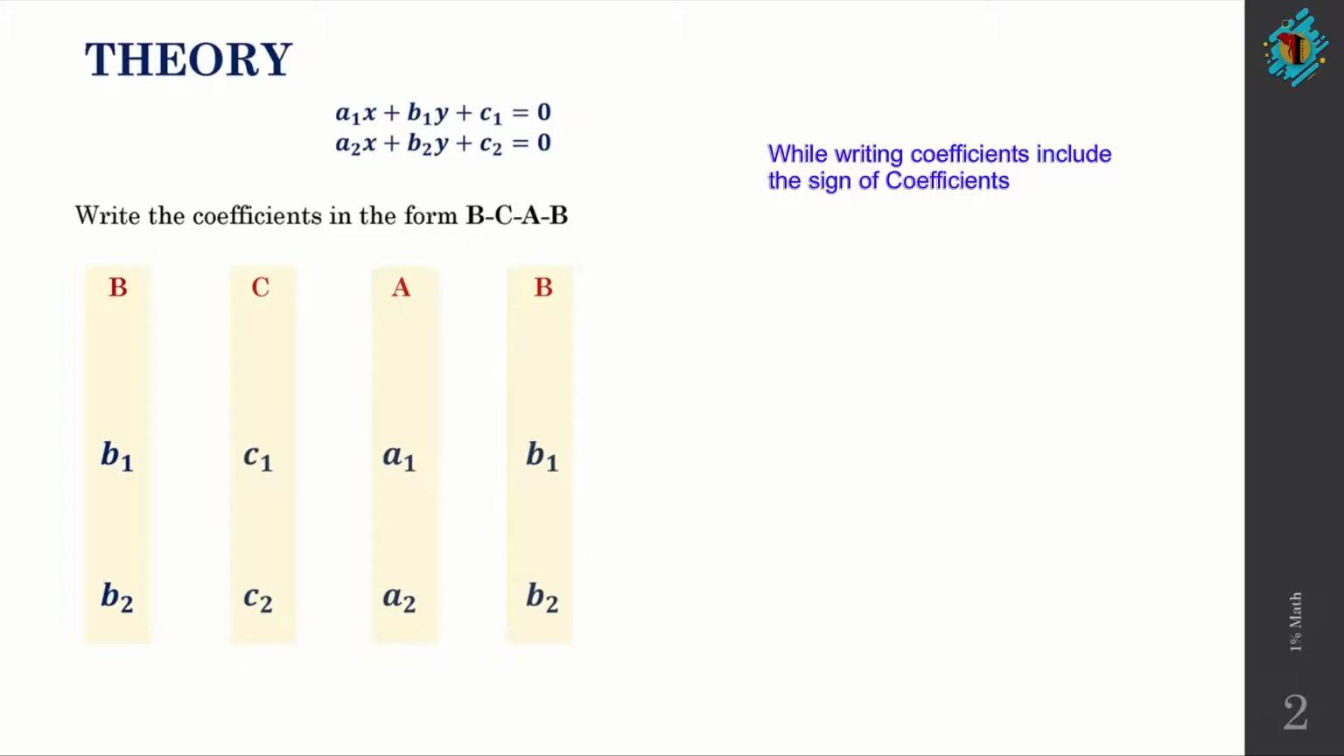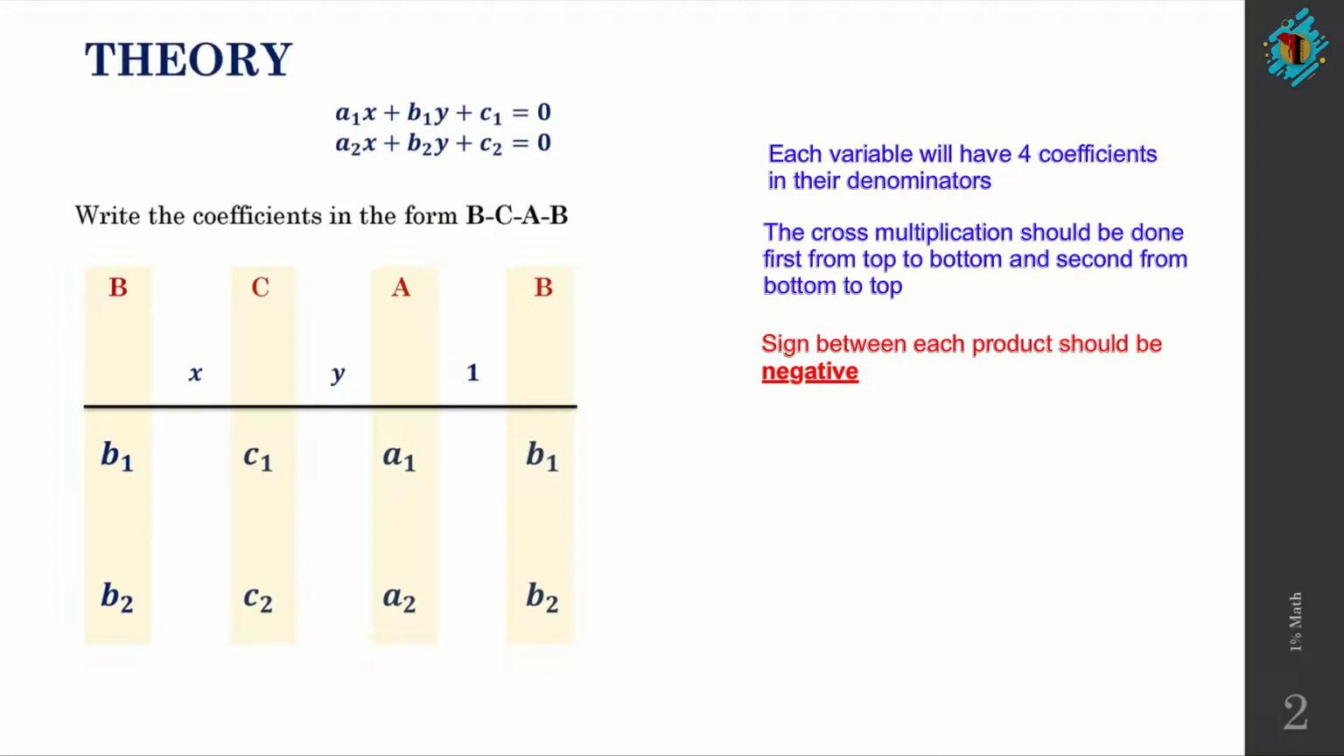Okay, let us see. The coefficients I have written are going to be the denominators. Denominator of what? Denominator of x, y and 1. So x is a variable, y is a variable, and this 1 is from the constants. Here the denominator of x is this, you can see the highlighted part: b1, b2, c1, c2.